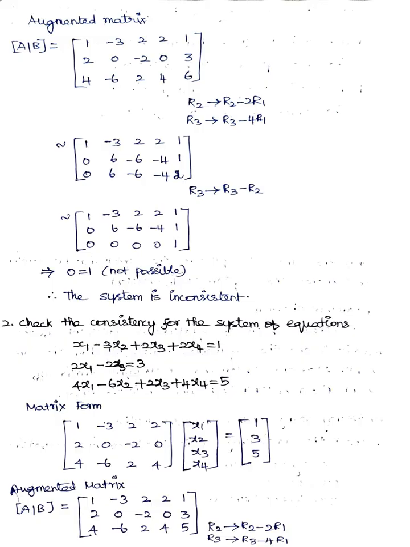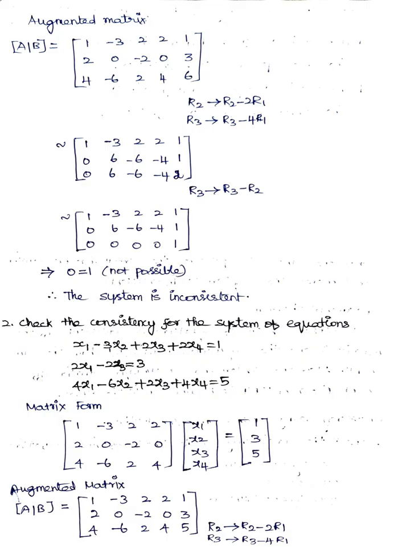Now we have no changes in the first row and second row, while the third row has some changes. That is, the first element is 0 by using R2 and R3. Likewise, R3 can be written as R3 minus R2. Now we have all the elements 0 except the last element of the R3 row.